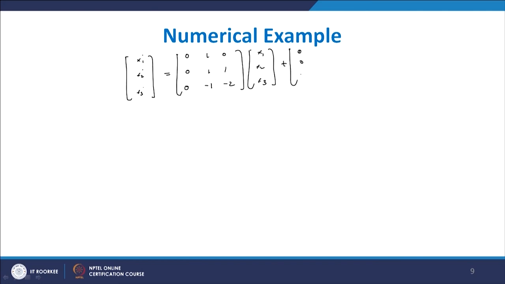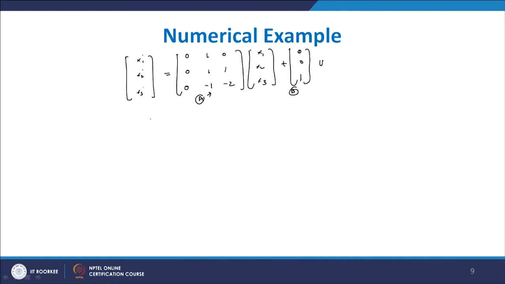So now our example is x1 dot, x2 dot, x3 dot equal to the matrix 0 1 0, 0 1 1, 0 minus 1 minus 2, times x1, x2, x3, plus 0 0 1 into u. This is matrix A, and this is matrix B.